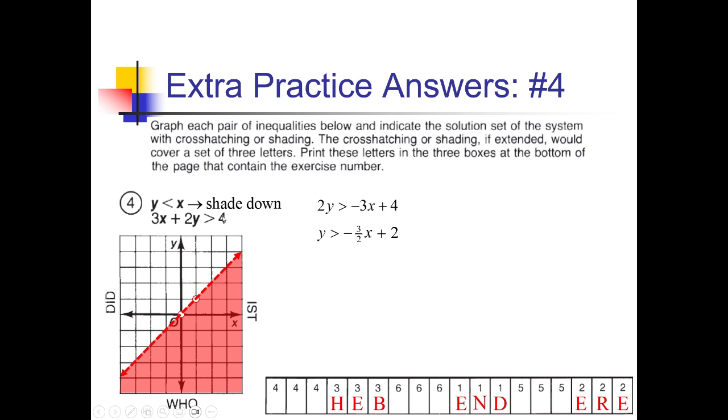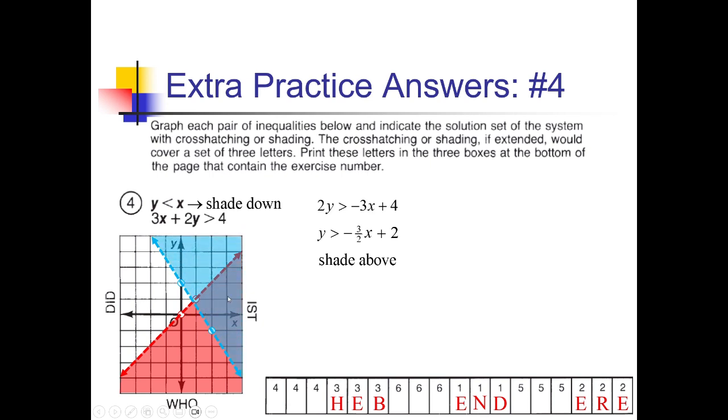Open dot on this because I have no equals. So we have a y-intercept of 2 up here. Slope of negative 3 over 2. So from our y-intercept we're going down 3, right 2, and draw that dashed line. We have greater than, so that's shading above. So that's everything above that blue line.